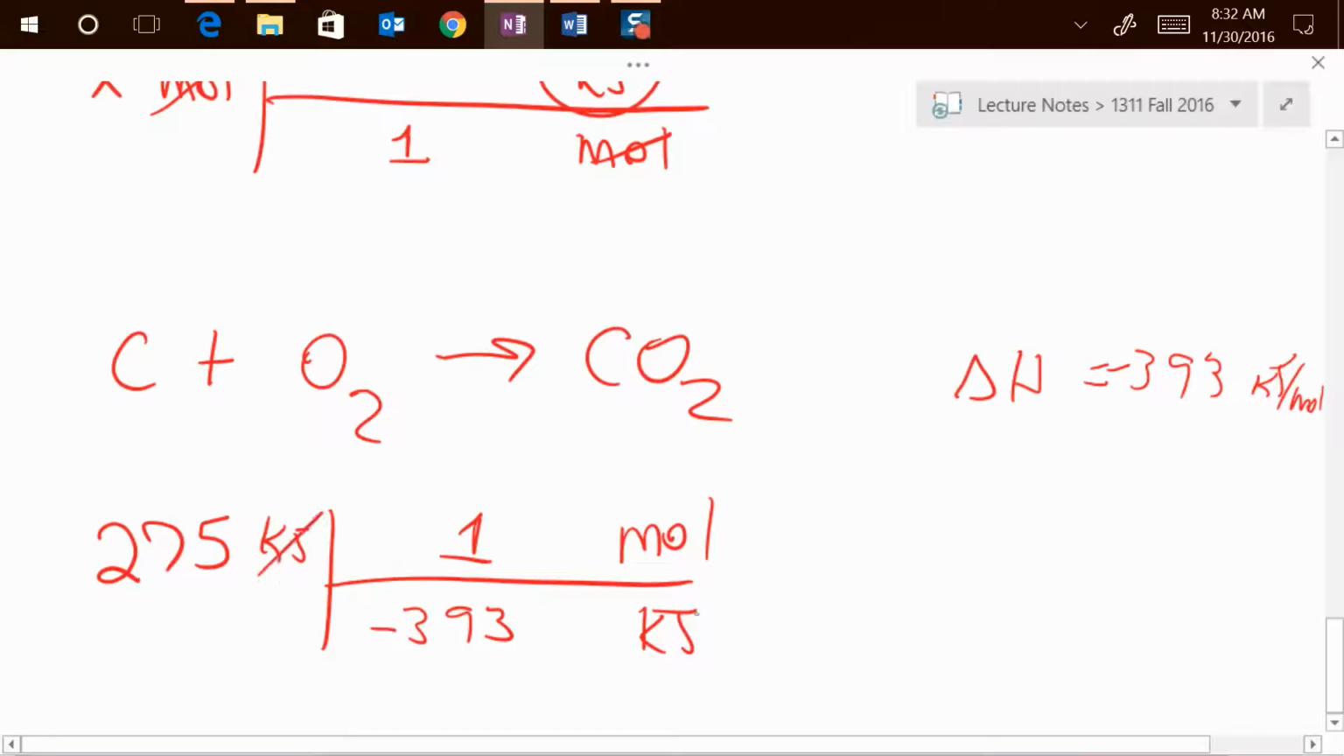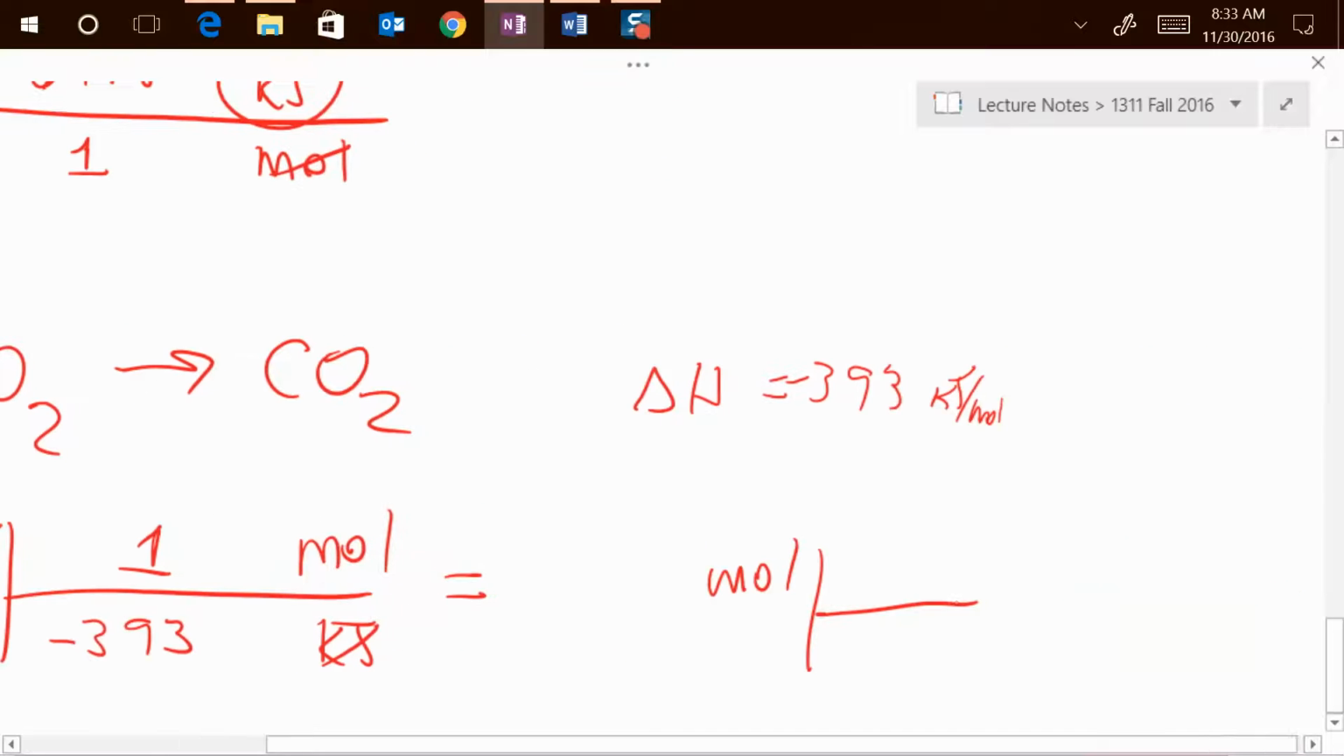So my kilojoules is going to cancel. This is going to tell me the number of moles that I would need to burn in order to release 275 kilojoules of energy, right? But that's not what they want. They want the answer in how many grams? So after I have it in moles, I can convert it to grams of carbon, because this is moles of carbon, and that'll be my answer. Okay?